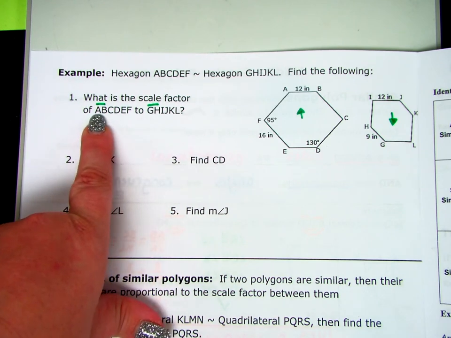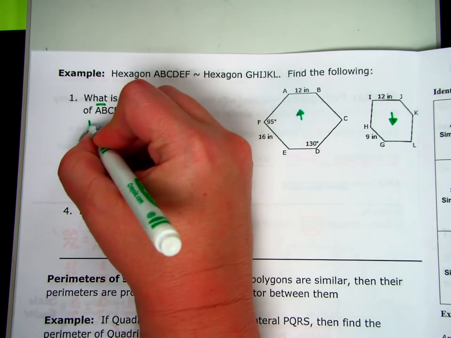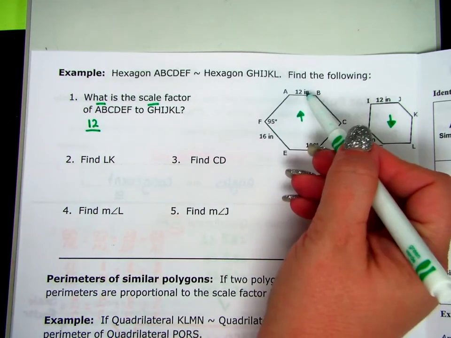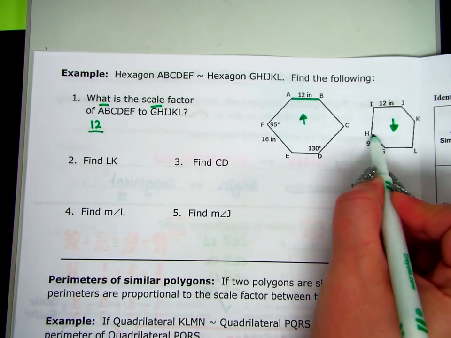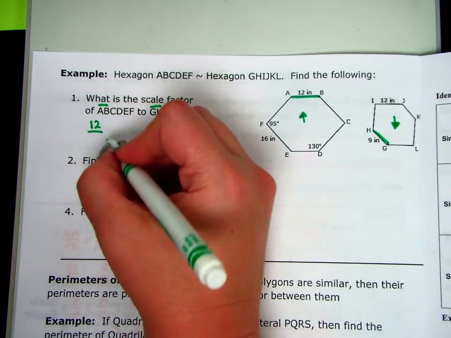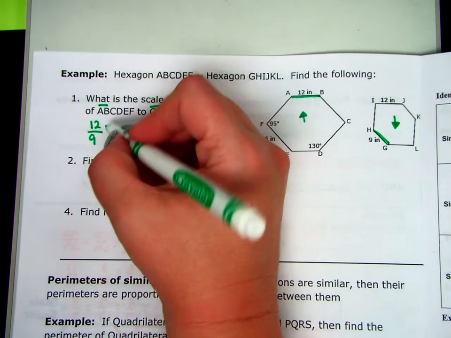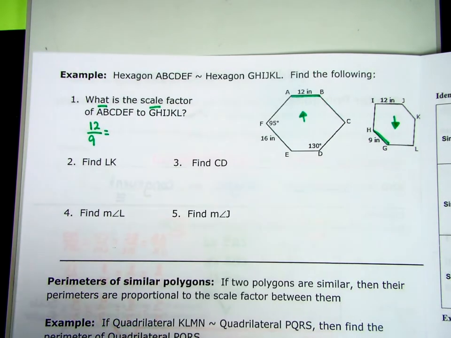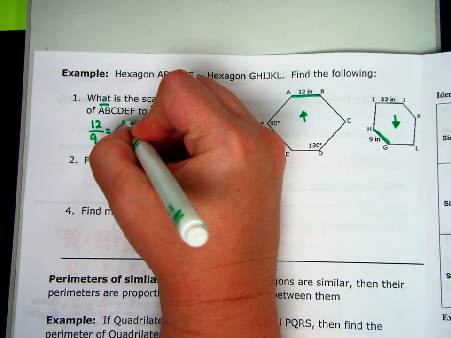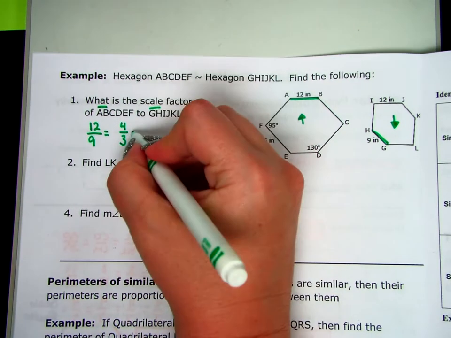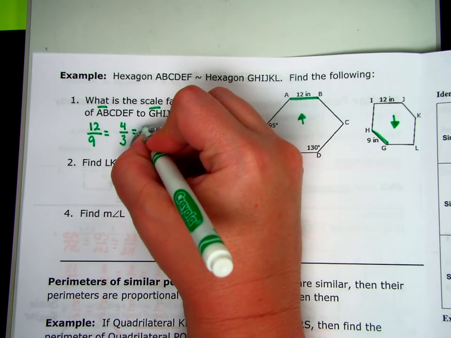So AB is going to go on top. What is AB? 12. Over GH is going to go in the bottom. What's GH? 9. Oh, so these 2 actually go together, right? AB goes with GH. Well, that I can reduce, and then I know my scale factor, and I don't have to look at any of the rest of them. What is 12 over 9 reduced to? 4/3. Don't forget, I got 30 calculators over here that reduced for you. So y'all can all reduce. So that is my scale factor.